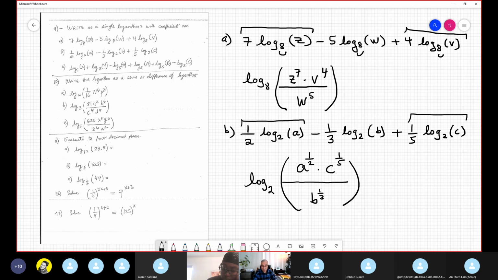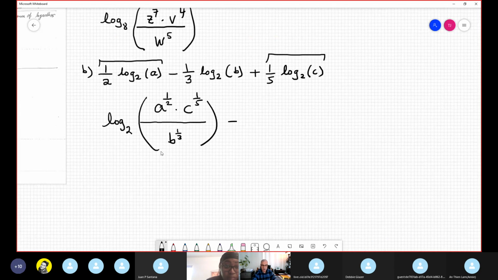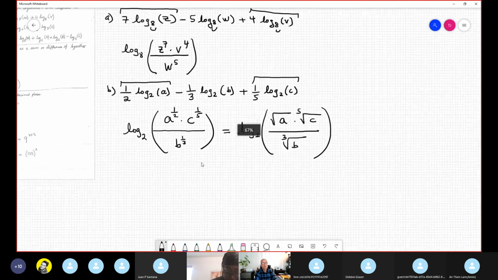Okay, so people say, no, I don't like this because I don't like the fractional exponents. Okay, then you convert to a radical. Why not? But it's okay. If you leave it like that, 100 points. This is completely extra. You, for example, say: this is the square root of a times the 5th root of c, over the cubic root of b. It's another way to express the same idea, equivalent. Any question?